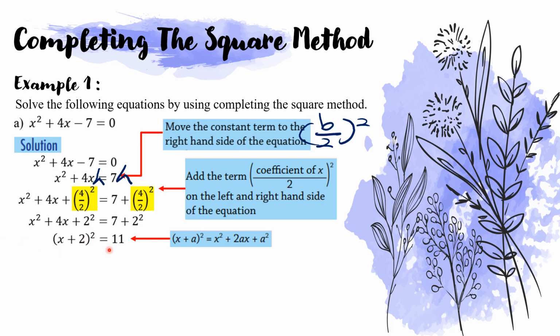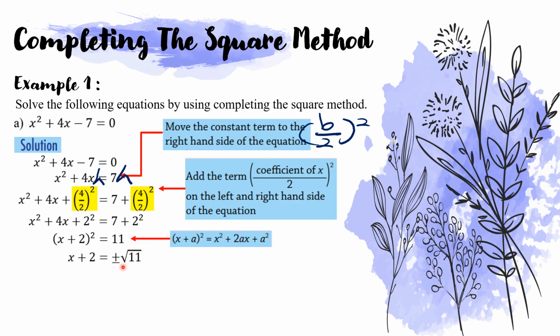And on the right hand side, you just solve 7 plus 2 to the power of 2, which is 7 plus 4. You will get 11. And then you need to solve for the value of x. Please don't expand this bracket, since if you expand, you will get the previous step. So you need to solve for x in the bracket here. You need to remove the power of 2. How to remove it? You need to square root both sides. So square root of 11.